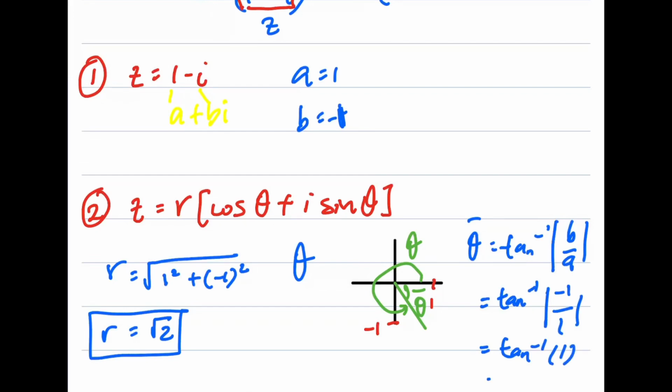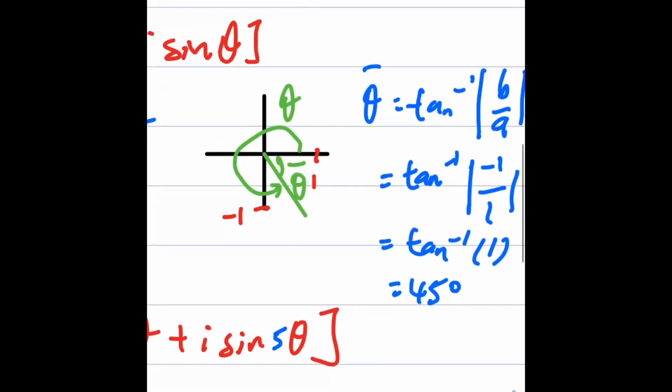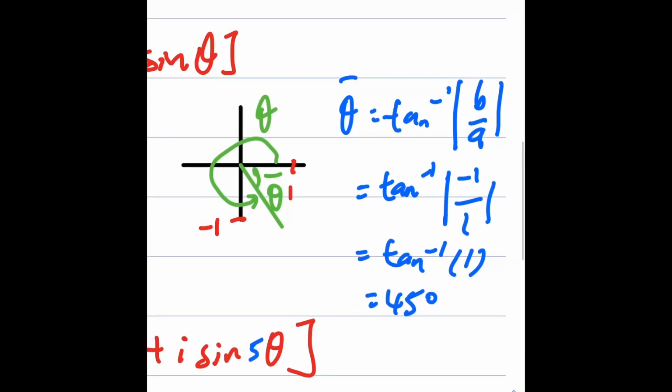So it is 45 degrees, if we put it in degrees, which all of you are very comfortable with, or if you want to write it in radians, it is pi over 4. This is just the reference angle. The true angle is theta equal to 360 degrees minus 45 degrees. So it is 315 degrees.